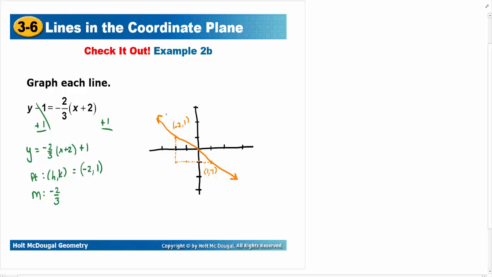So again, I'm trying to get the point across that once you get this process down, you should be able to graph these lines really, really fast. Okay.